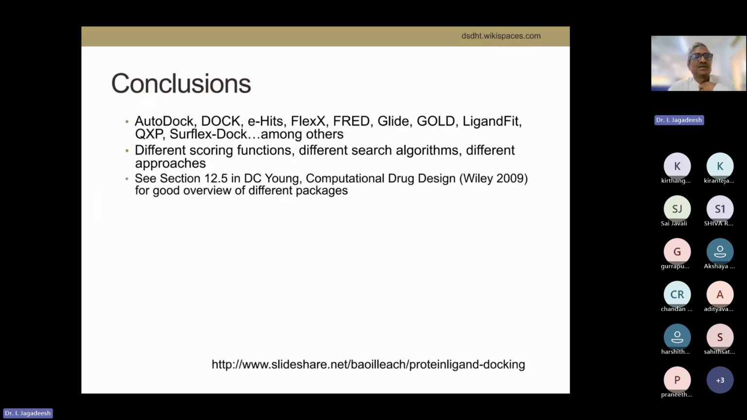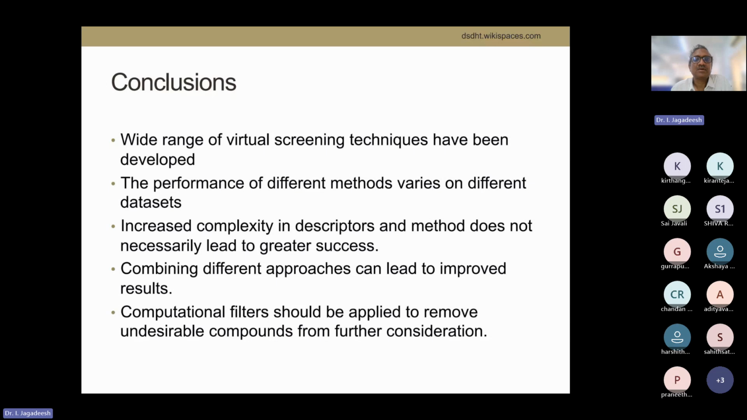So in conclusion, AutoDock, DOCK, eHiTS, FlexX, FRED, Glide, GOLD, LigandFit, XP, and Surflex-Dock, among others, are all used for molecular docking. Different scoring functions, different search algorithms, and different approaches are based on what software we are using and what type of approach we are assigning. Based on that, we have many softwares. I have already given you one assignment. You will find many more software and submit on Monday. That will give you an idea that many more software are present in addition to what we have in this presentation.